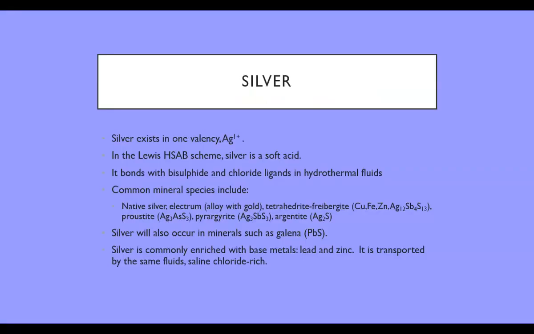Silver mainly forms as 1+. It's a soft acid on the Lewis scheme, so it likes soft bases. Binds with bisulfates and chloride ligands, so it has a range of transport mechanisms. Sometimes we might find silver as native silver, but it commonly deposits into other ore minerals.